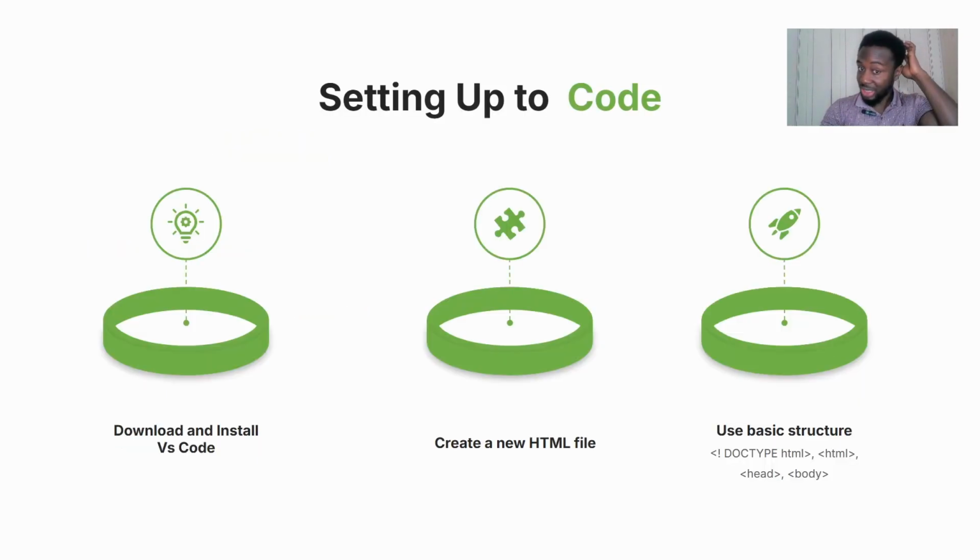Okay, so now setting up the code. We will download and install VS Code, and after we download and install VS Code, we'll create a new HTML file. After we create this new HTML file, the next thing we'll do is I'll take you through the basic structure of an HTML file.